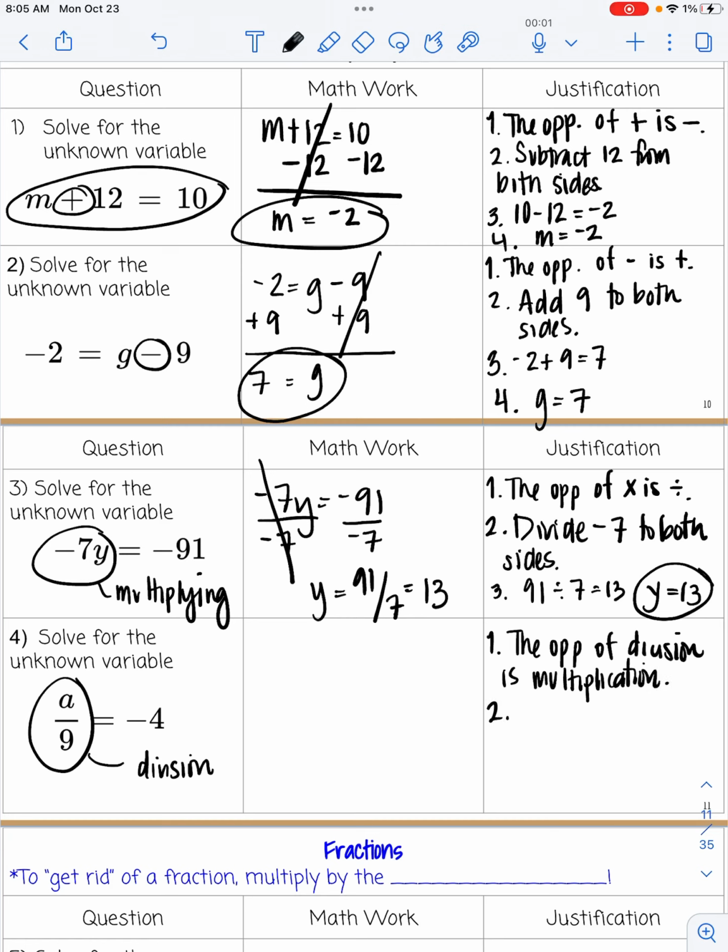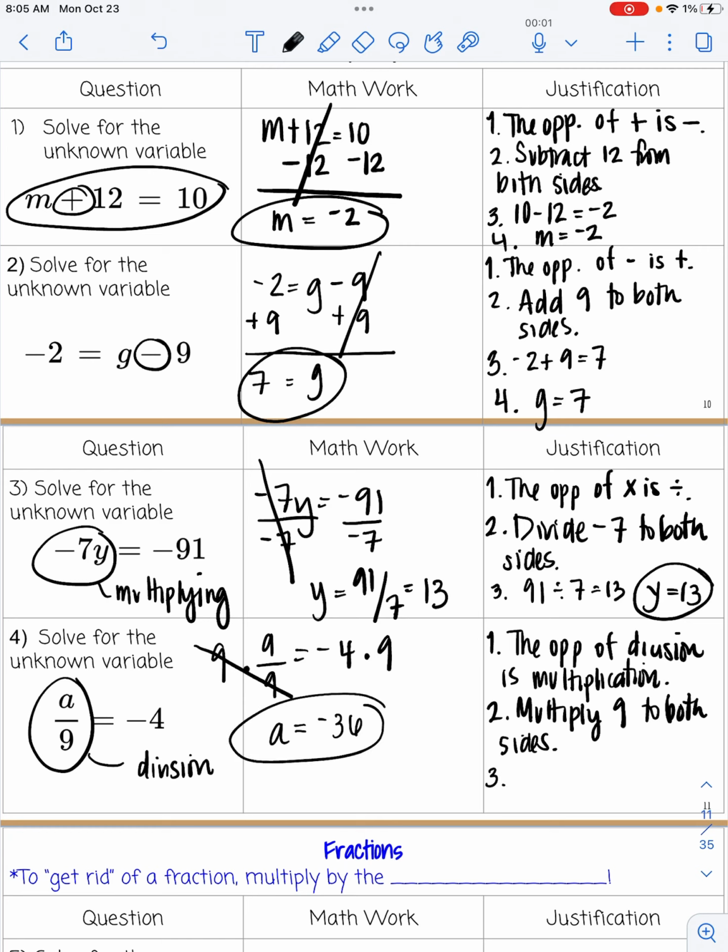Therefore, we're going to multiply 9 to both sides of the equal sign. So I'm going to take a over 9 equals negative 4. I'm going to multiply 9 to both sides so that here it cancels. I have a equals negative 4 times 9, and negative 4 times 9 is negative 36. Negative 4 times 9 equals negative 36. Therefore, a equals negative 36.